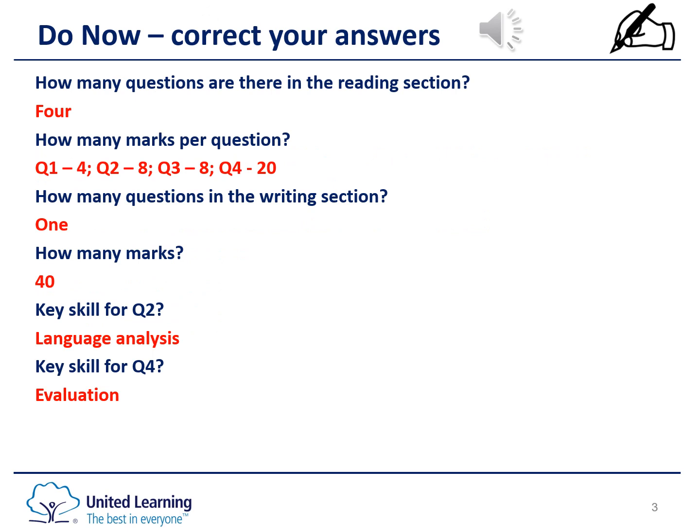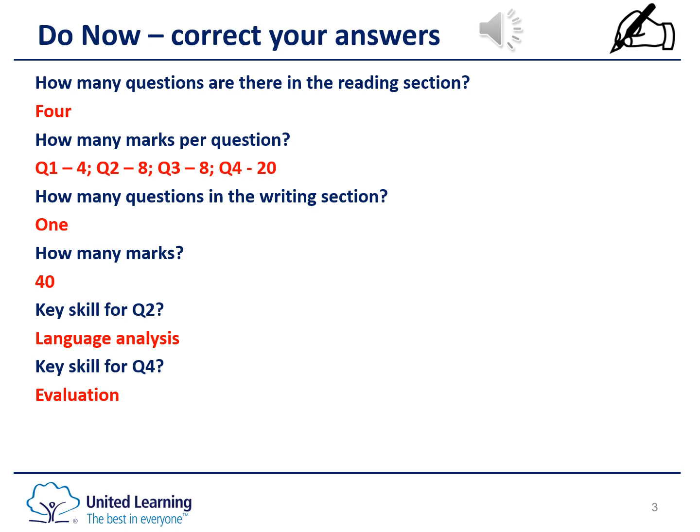Okay, so here are the answers. All of these were just basic recap questions on your language paper 1, which you're going to be sitting tomorrow morning. Number 1, how many questions are there in the reading section? There are 4, and there are 4 marks available for question 1, 8 marks available for question 2, 8 marks available for question 3, and 20 marks available for question 4.